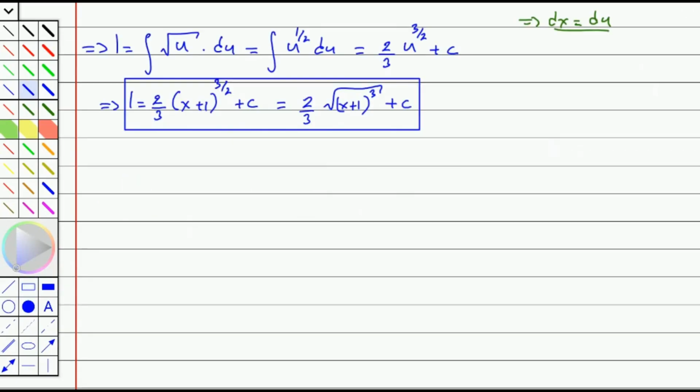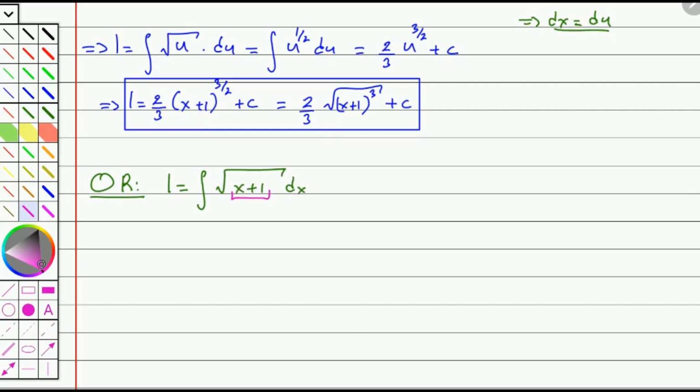This is also solved if we have keen eyes. I is equal to the integral of the square root of x plus 1 dx. We can see that this is f of x, and it is multiplied by 1, which effectively is f prime of x dx. So without thinking about it, this will become 2/3 the square root of (x plus 1) quantity cubed plus c, directly without thinking about it.